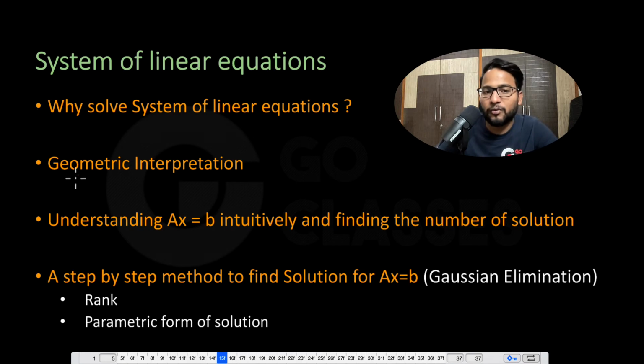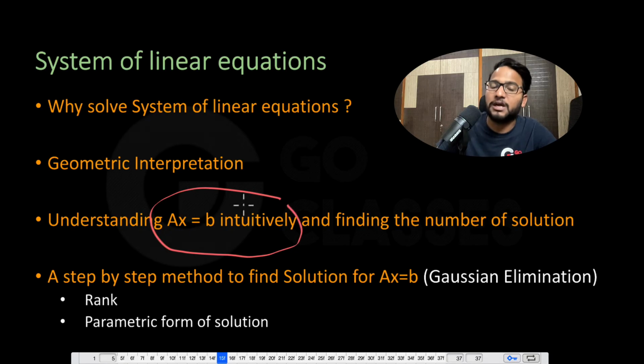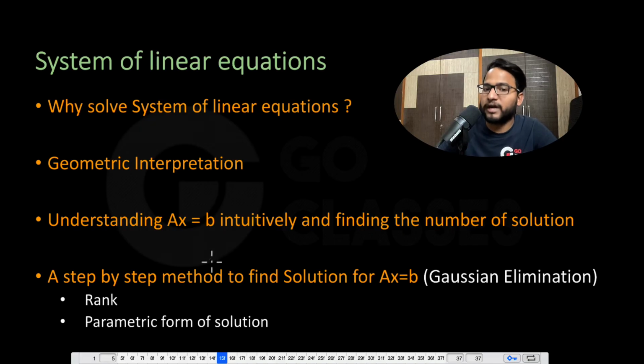Now, in today's video, we are going to see a geometric interpretation of a system of linear equations, and after that, we will see how we can understand this system, which is actually Ax equal to b, intuitively, and how to find the number of solutions. So just be with me, and you will understand this Ax equal to b in the most intuitive fashion possible. If you go to interviews or any good place, they will ask questions on the intuition behind Ax equal to b, and that's what we will cover in quite some depth with many examples.